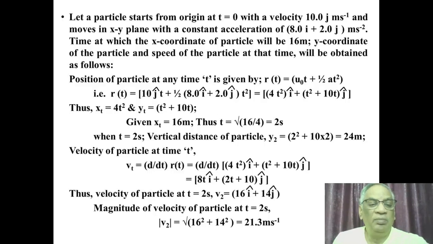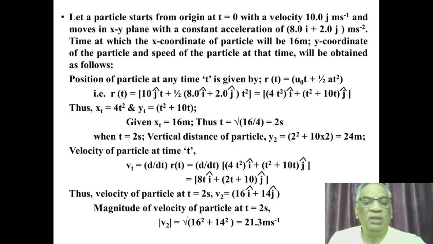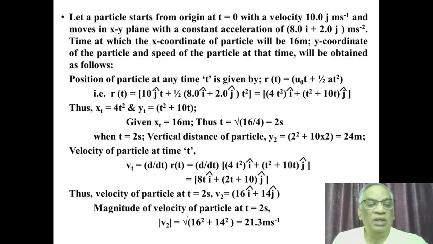The position of the particle at any time t is given by r(t) is equal to u naught t plus half a t square, where u naught is the initial velocity. That is, r(t) is equal to 10j t plus half times 8i plus 2j t square, that is 4t square i plus t square plus 10t j, substituting the given values. x(t) is equal to 4t square and y(t) is equal to t square plus 10t.